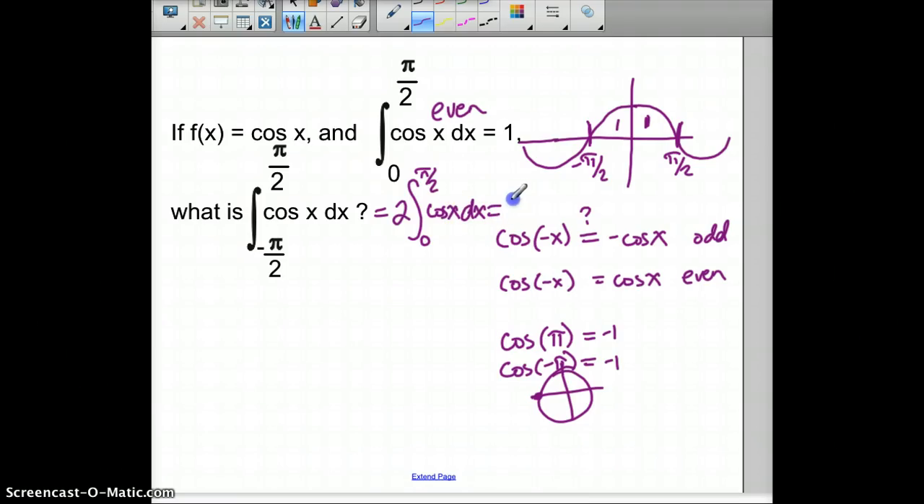So what will that equal? 2 times 1, which is 2. And again, like I said, on the AP test, they might just say f of x is an even function.